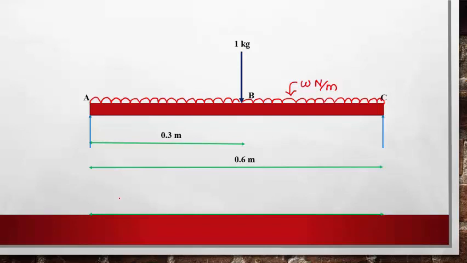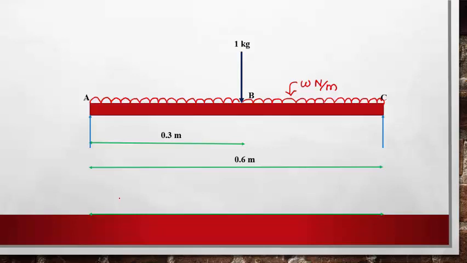Since the density value is given in the problem, we have to consider the natural frequency of the system due to the self-weight of the shaft too. Okay, and in addition to the self-weight, a 1 kilogram mass is acting at the midpoint of the shaft.